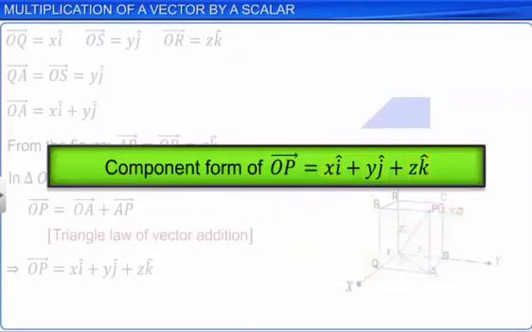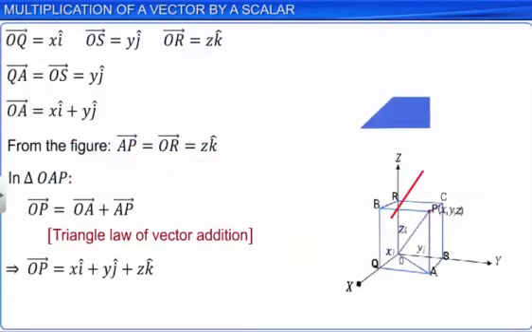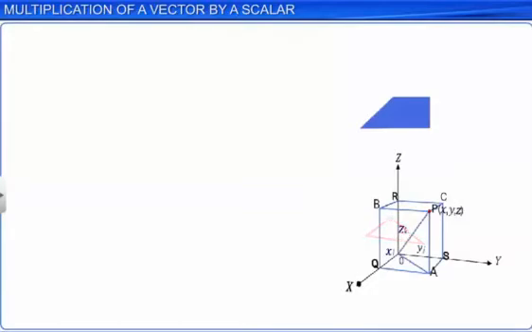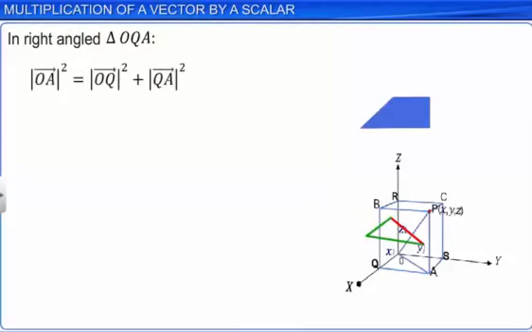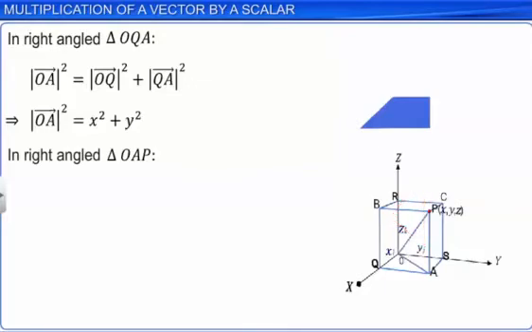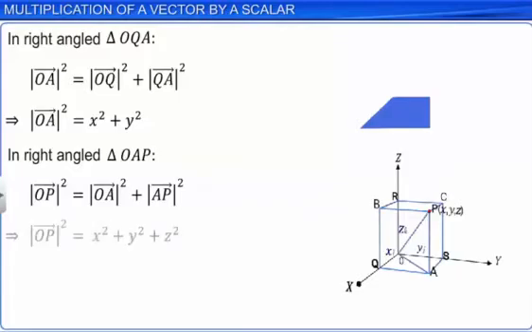Now, let us find the magnitude of vector OP. In right-angled triangle OQA, the square of the length of the hypotenuse OA is equal to the sum of the squares of the lengths of sides OQ and QA. That is, modulus OA squared is equal to x squared plus y squared. In right-angled triangle OAP, the square of the length of the hypotenuse OP is equal to the sum of the squares of the lengths of sides OA and AP. Substituting the corresponding values, we get the magnitude of vector OP is equal to the square root of the sum of the squares of its scalar components x, y, and z.